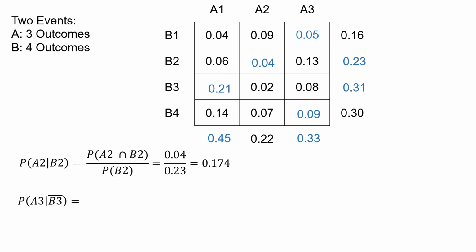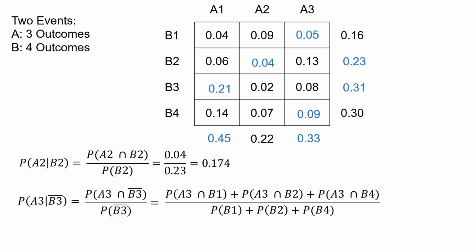Let's look at something a little more complicated. So let's look at the probability of A3 given not B3. So similar as before, we can write out this conditional probability as a joint probability divided by the total probability of not B3. We can expand this out.